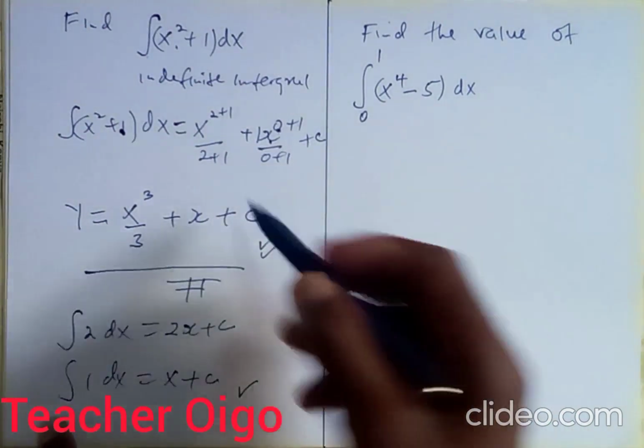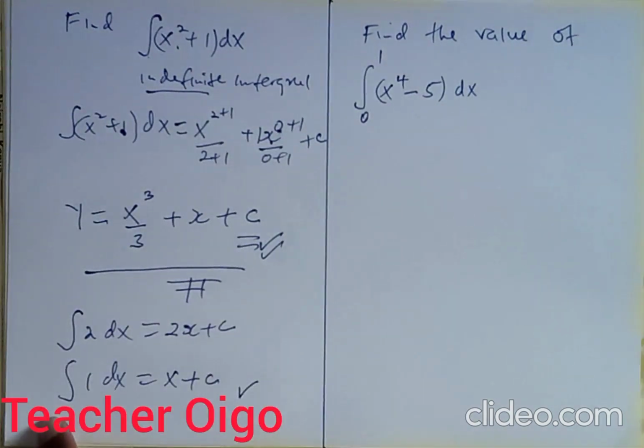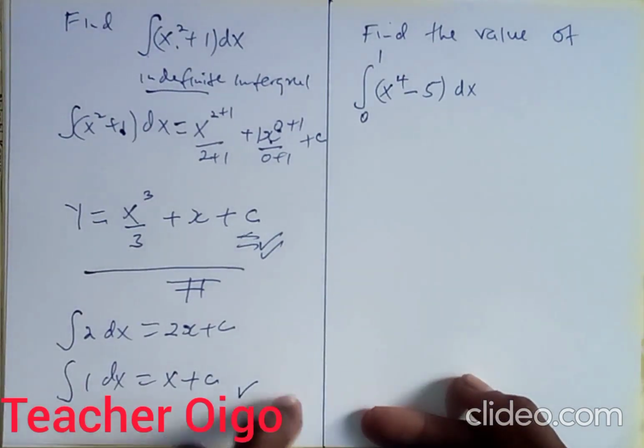Now this one, remember also that for indefinite integral, we usually end up with a constant c. That is a constant of integration. This constant can be determined if we have an initial condition for that particular function.